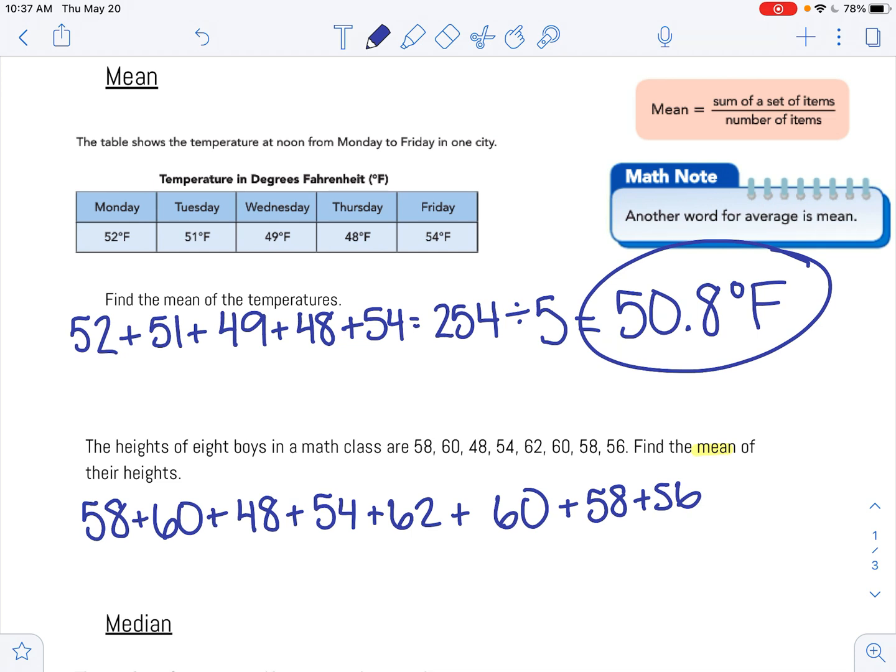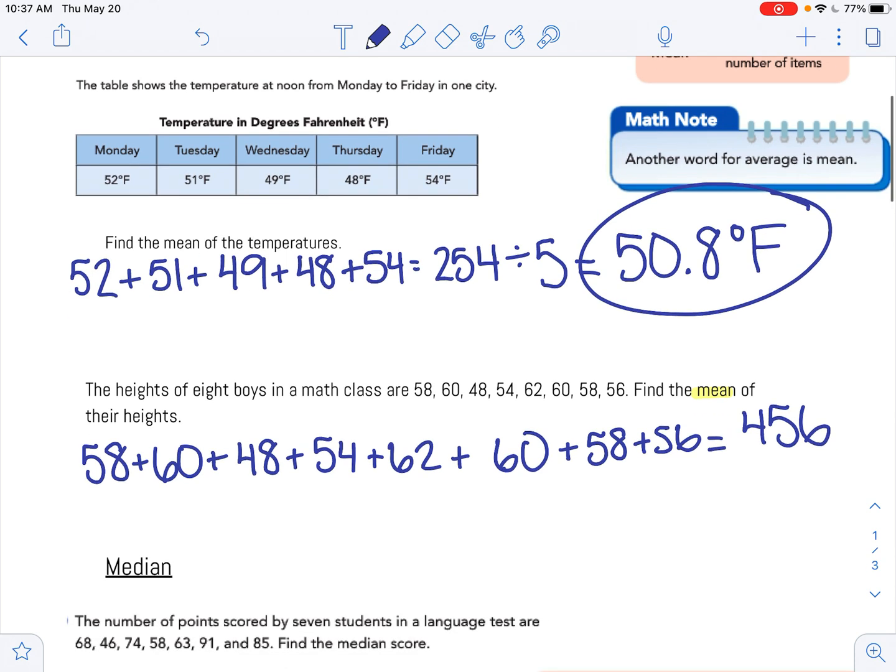When we add all of those together, again, you can use a calculator to help you with this step. You get 456. So that is their sum. Now we want to divide by the number of items. So there's 1, 2, 3, 4, 5, 6, 7, 8 data values.